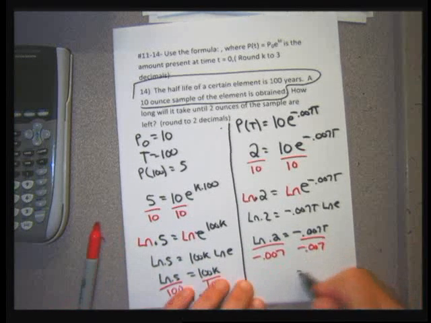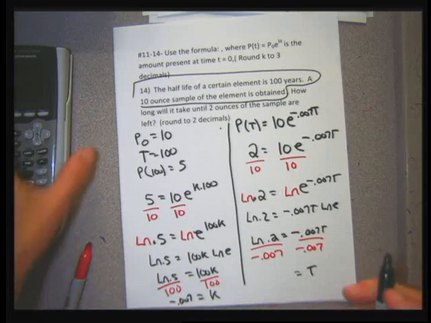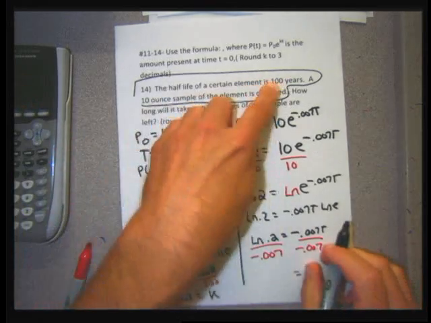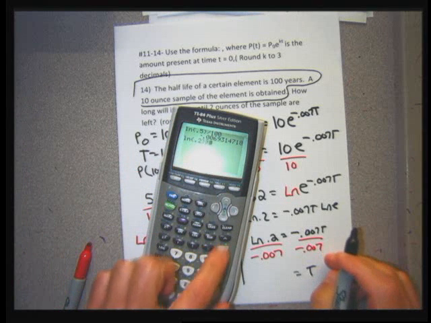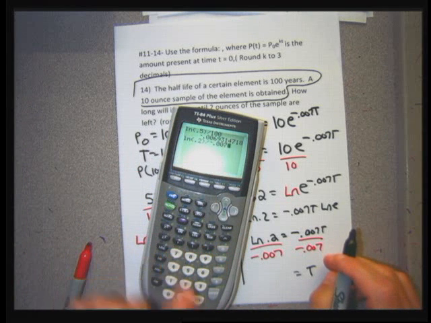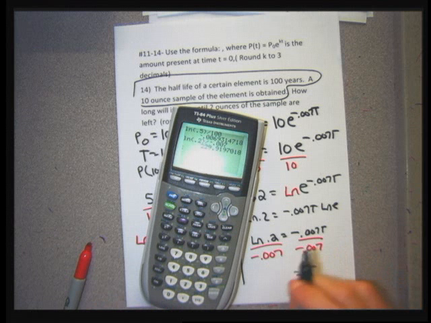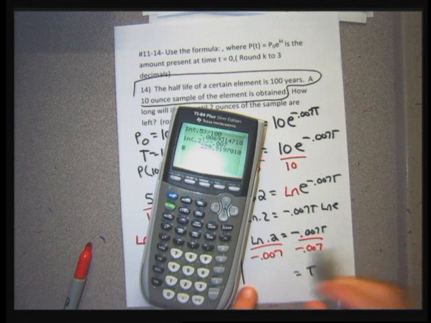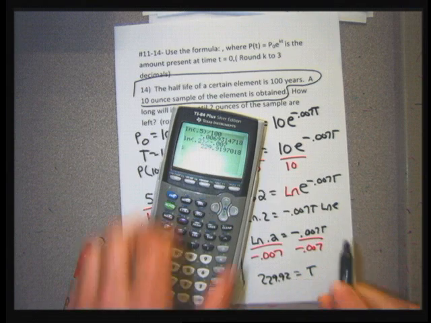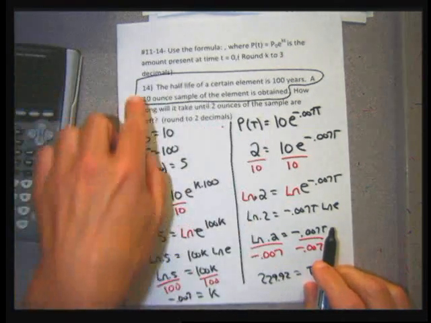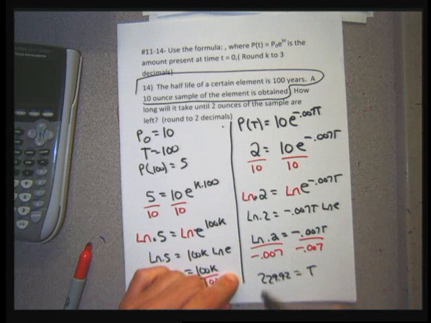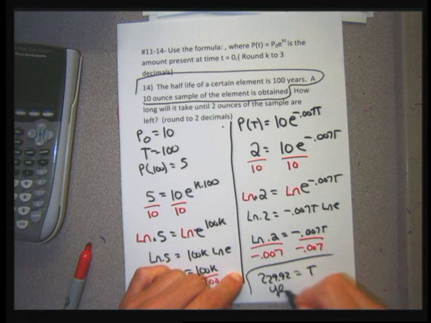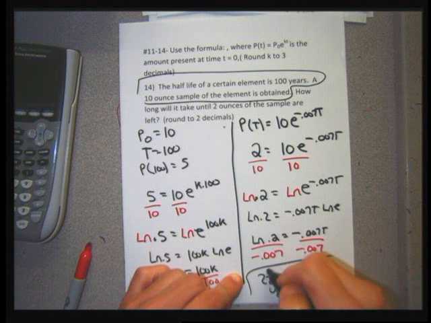Use my calculator. It's going to give me my answer. It's in years because the half-life is a yearly half-life. So I go the natural log of 0.2 divided by negative 0.007, and I get 229.92 years. So the answer to question 14, how long will it take the 10 ounces to decay to 2 ounces? It's going to be 229.92 years. And that's all that's needed.